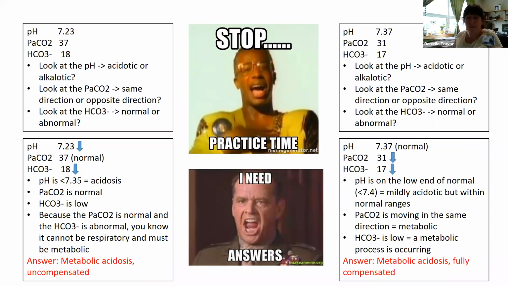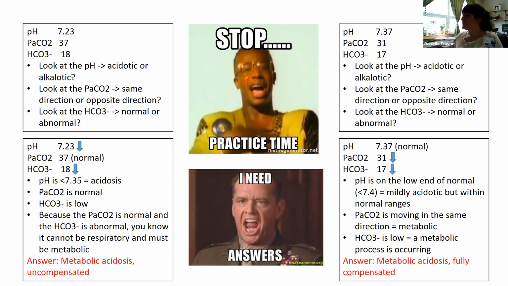They haven't had to change anything. But my pH is low and my bicarb's low. Because I know my lungs can't be involved, since my CO2 is normal, I know it's a metabolic problem. So now when I look at it, I can see it's acidotic, it's metabolic, and my CO2 is not involved at all. So it's not compensating at all. So I have an uncompensated metabolic acidosis.